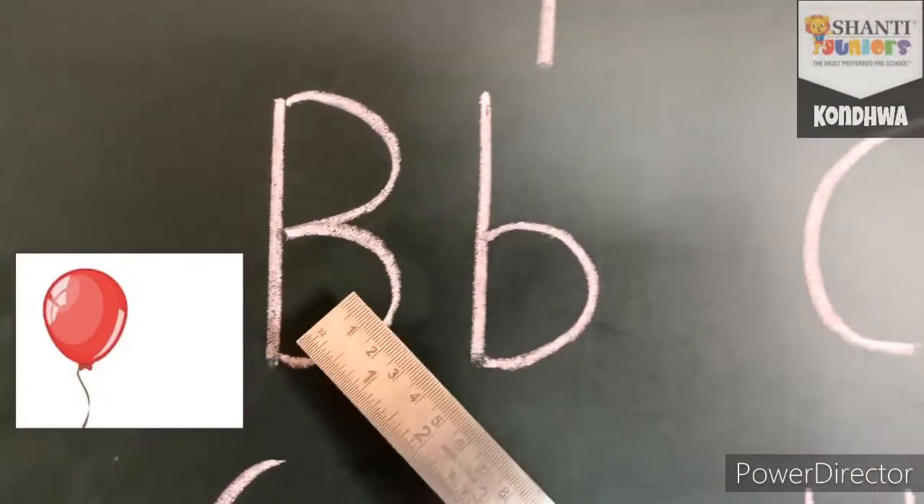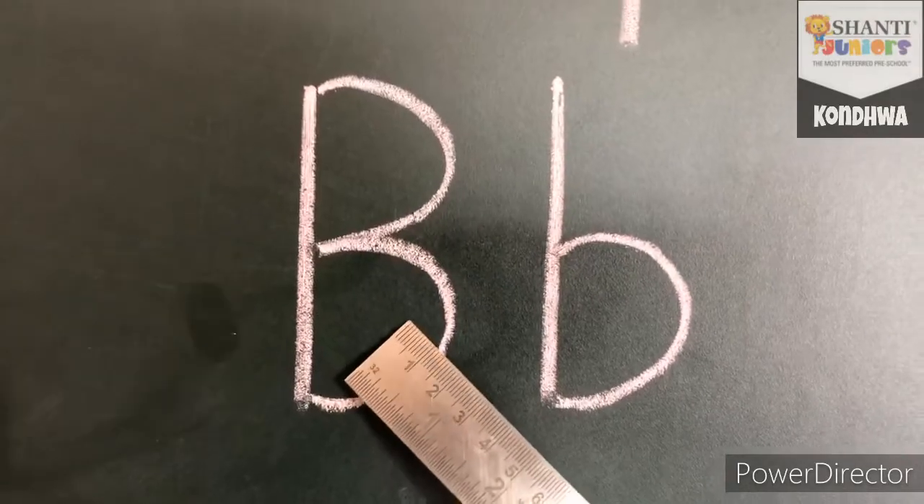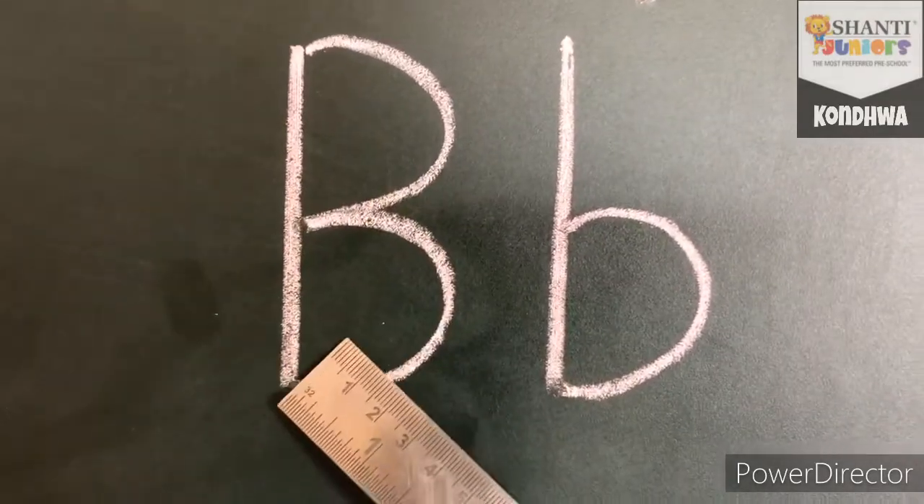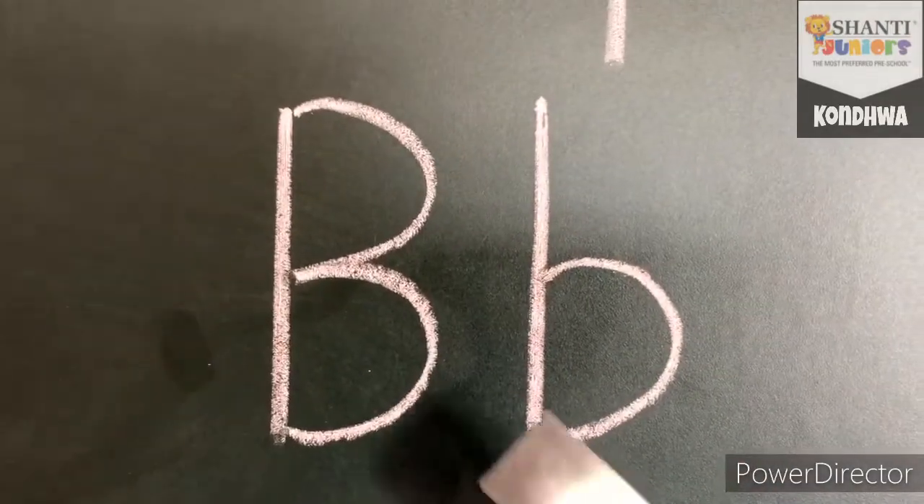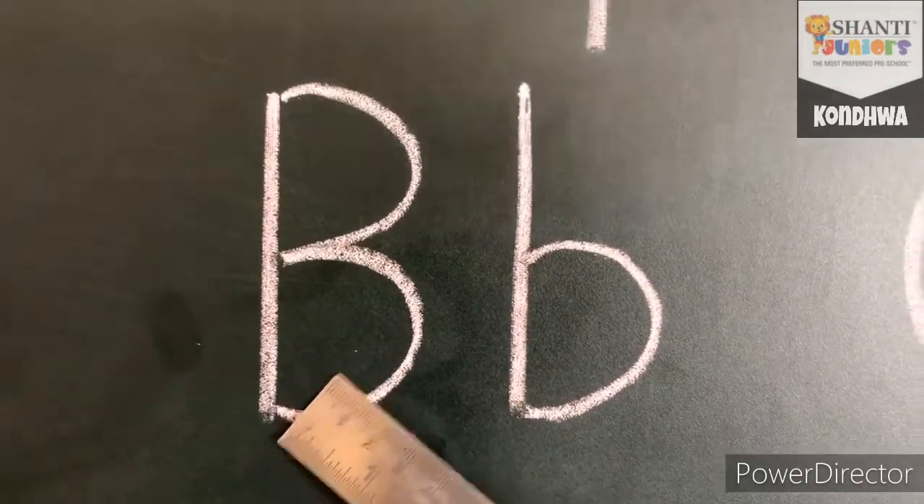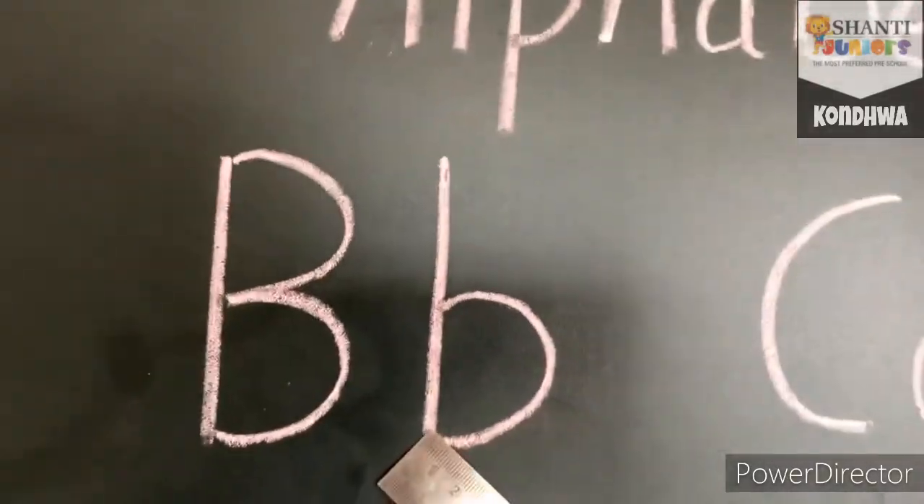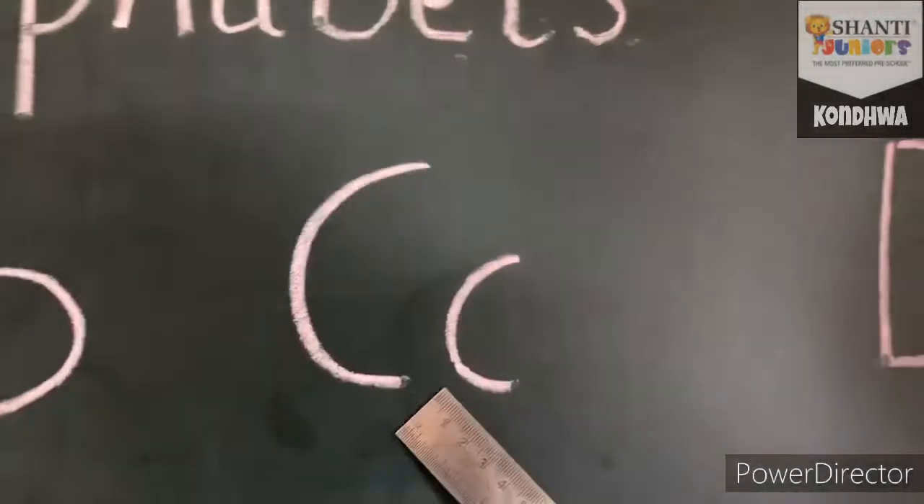This is letter B. You all must be knowing this. See, this is capital B. This is small b. B for ball. B for balloon. Now we will come to the next letter.